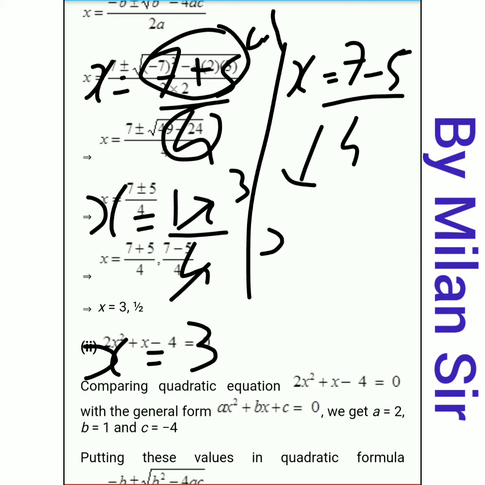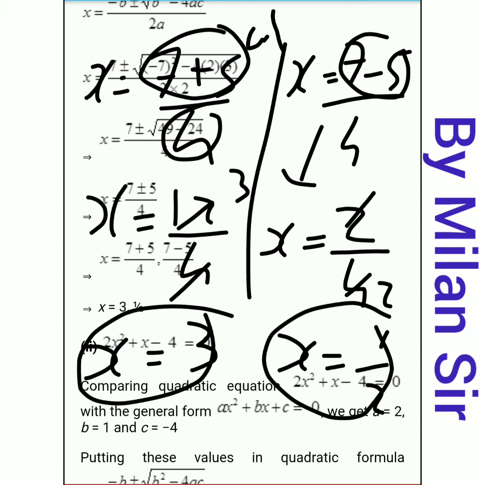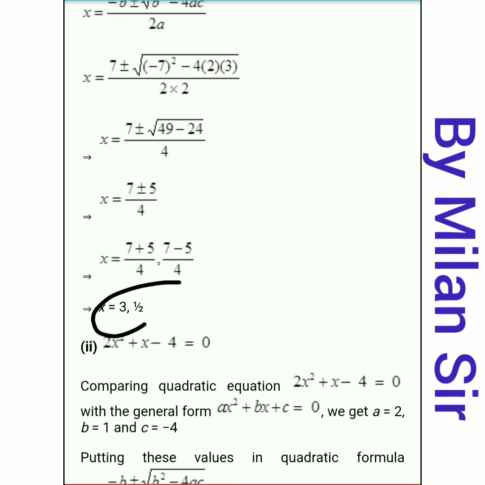Here 7 minus 5 is 2, divided by 4. We can cut this, 2 to the 4. So x is equal to 1 by 2. So here we get the two answers, x is equal to 3, otherwise x is equal to 1 by 2. These two are the roots of the quadratic equation. Okay, this is our final answer, 3, otherwise 1 by 2.